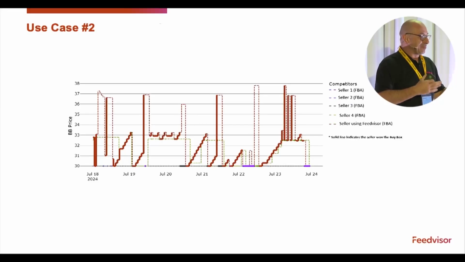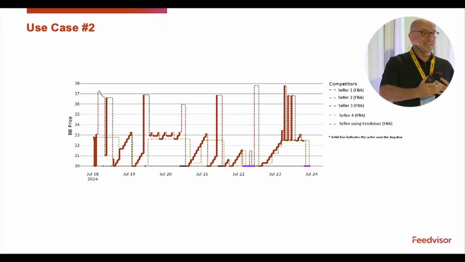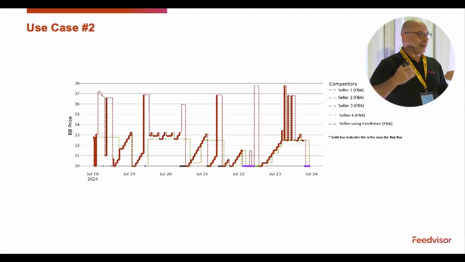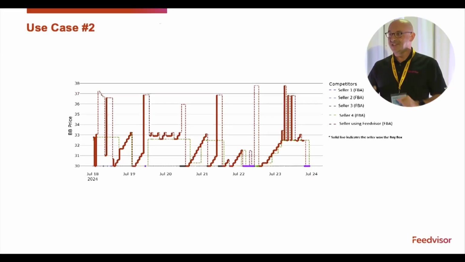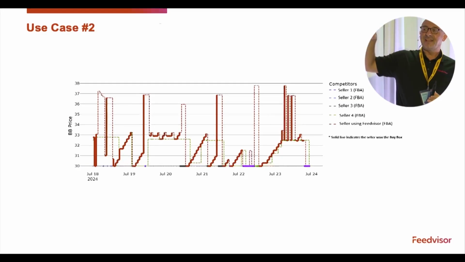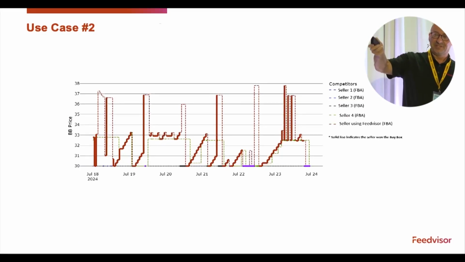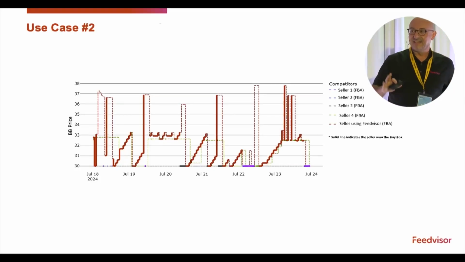Some of you will be surprised there are so many price moves, because when you look at this, you don't necessarily see that. We receive price moves through notifications. Amazon sends notifications. We capture each notification, put it in, and then you see the competitors. So the red line is Feedvisor, the customer. The other lines are other customers.